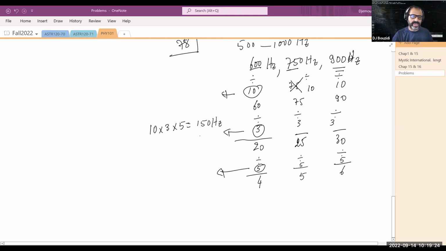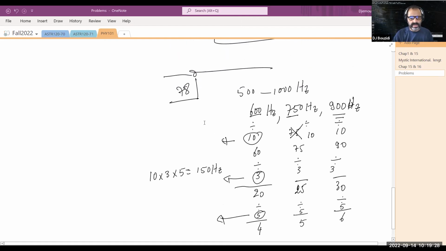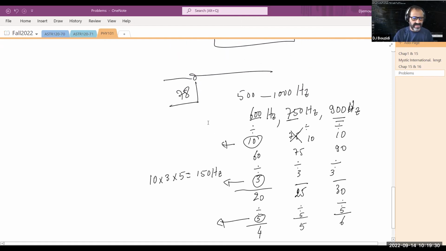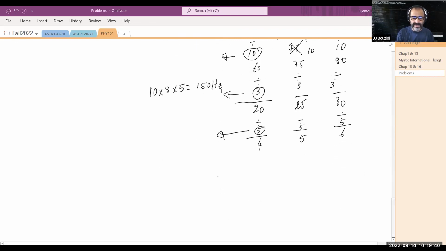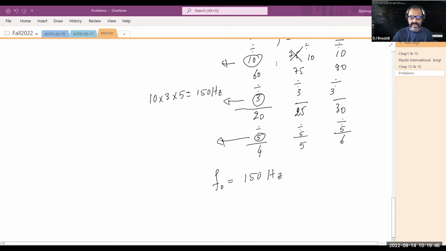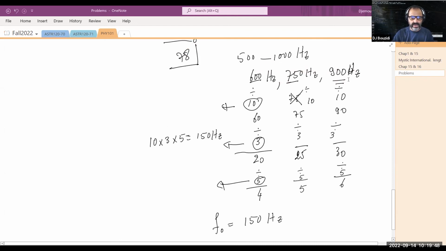This is something that you should have learned in algebra. But if you have difficulty with it, please do not hesitate to let me know and I should be able to help you. If not, you can plug it into calculators, and some calculators online give you the answer. That's fine, as long as you can find the answer. So the fundamental frequency is 150 hertz. That is the greatest common divisor of all of these measured values.